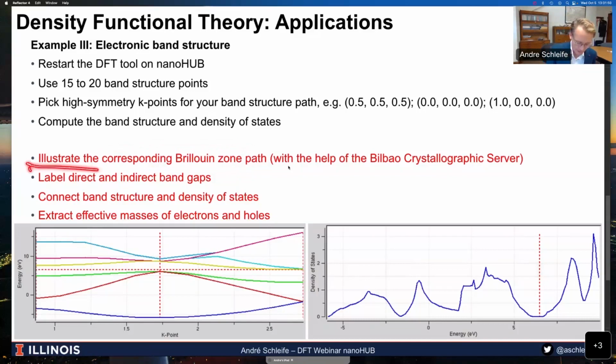So we have them illustrate the path in the Brillouin zone, right? They should pull a picture of the Brillouin zone and draw their path in that Brillouin zone. Then they put it into nanoHUB. They can look at direct and indirect gaps in the material, right? Silicon is very conducive for that.